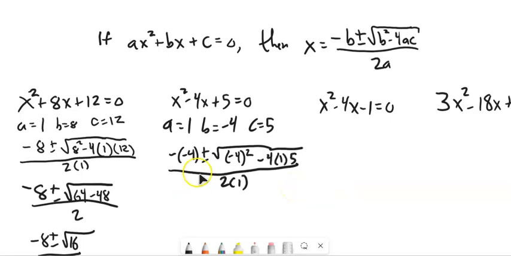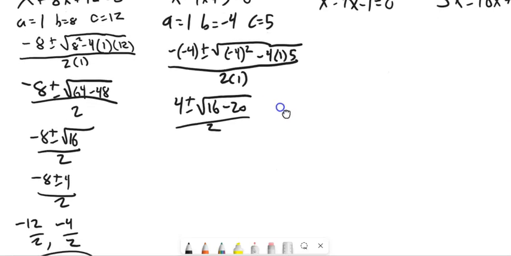All right, let's do some arithmetic. Negative 4, boom, it's positive 4. Negative 4 squared is positive 16. This should always end up being positive. And then it's going to be minus 20 over 2. I see some trouble on the horizon here. 16 minus 20 is negative 4. And if I try to square root negative 4, I'm not going to get a real answer. So at this point, I can say no real solution.